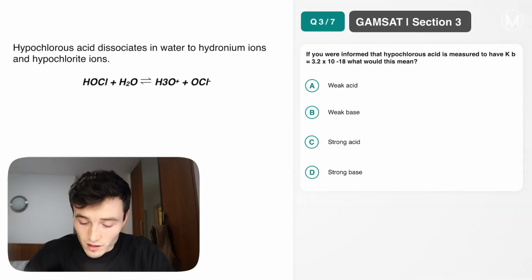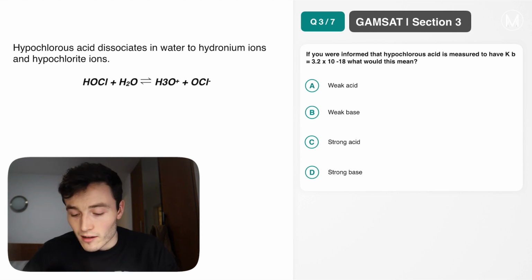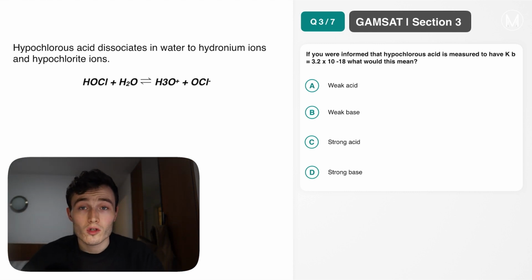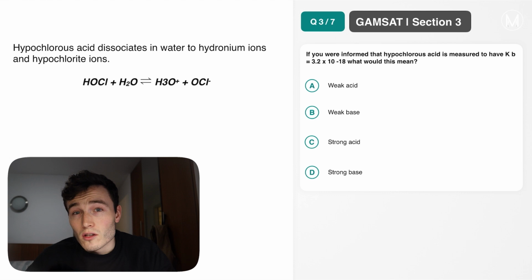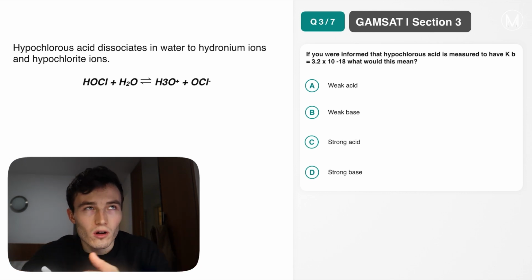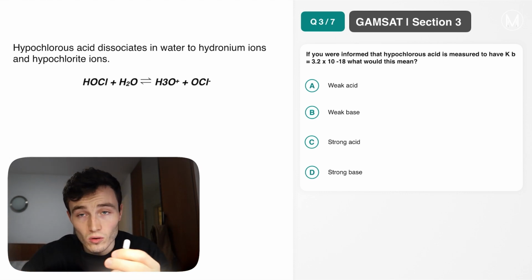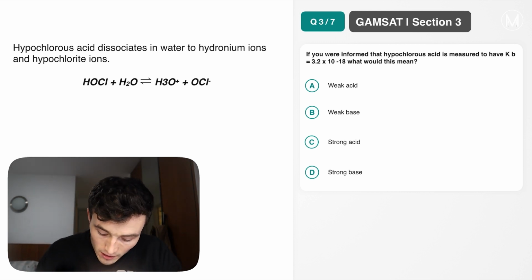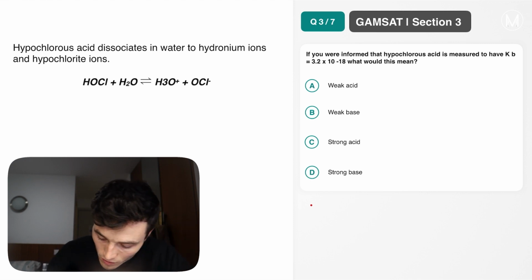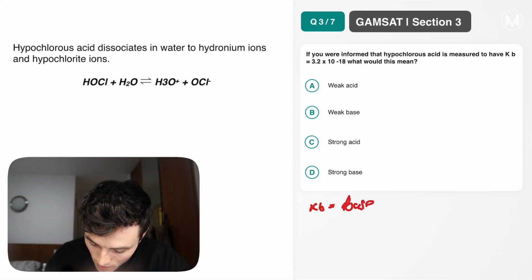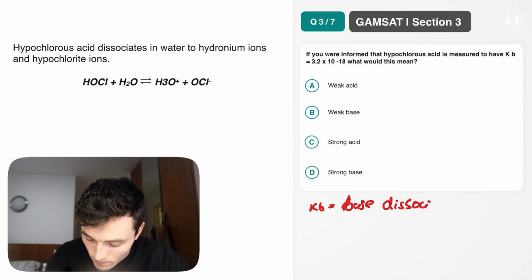So hopefully you've had a chance to take a look at that question and have a go at it. Just to give you an overview, and I then recommend going back over this as well, there are things called the acid dissociation constant and the base dissociation constant. And in this case, we're talking about Kb. And Kb, just to clarify with you, Kb is the base dissociation constant.